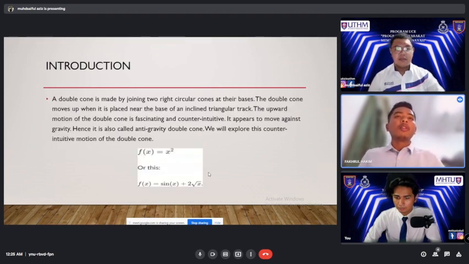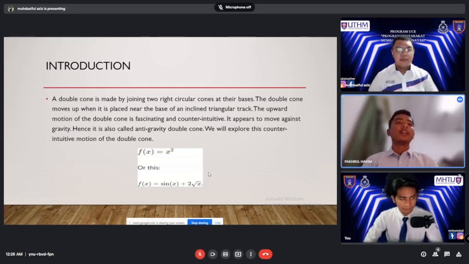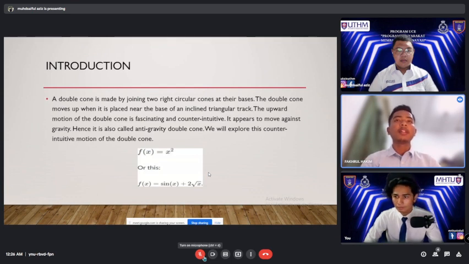So we continue our group presentation. First, introduction. A double cone is made by joining two right circular cones at their base. The double cone moves up when it is placed near the base of an inclined triangular track. The upward motion of the double cone is fascinating and counterintuitive. It appears to move against gravity. Hence, it is also called anti-gravity double cone. We will explore this counterintuitive motion of the double cone.